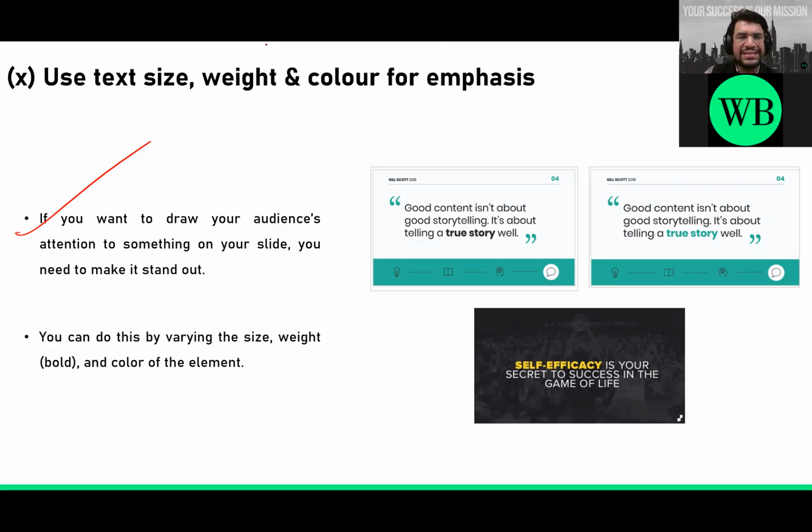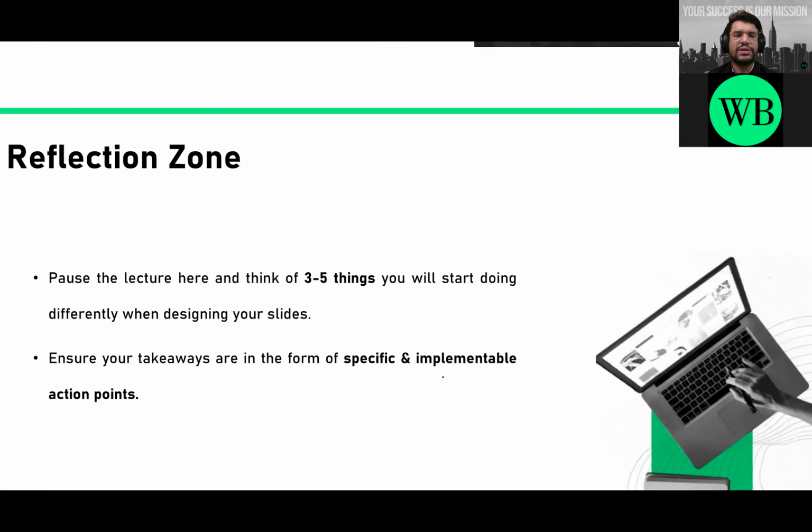And the way you can make it stand out is by varying the size, weight, and color of the element, right? So don't use too many fonts, but if you want to highlight something, you can bold it as it's done here, or you can bold it and change the color of it as well, right? So if you've seen here, they've bolded it and changed the color. Here they've done the same thing. They've made it all caps, bolded it, and changed the color for this to really stand out. So that's the way you make stuff stand out in a presentation context, right?